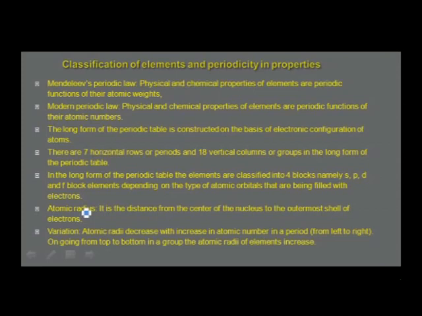Atomic radius is the distance between the center of the nucleus and the outermost shell of electrons. How does it vary? Atomic radii decrease with increase in atomic number in a period, that is across the period from left to right. And going from top to bottom in a group, atomic radii of elements increase. There are several factors which are responsible for the decrease across the period and increase down the group.